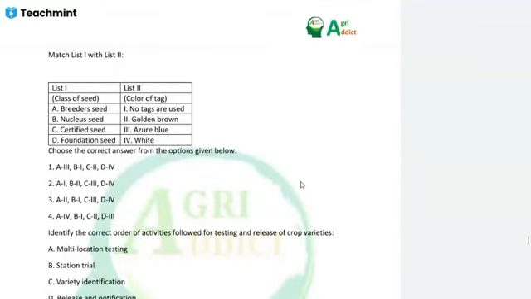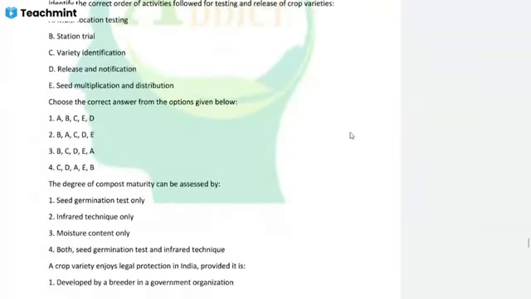Next question, we'll go further. This is very simple, I believe. Breeder seed is golden yellow. They have mentioned it as brown, but it's golden yellow. Then for nucleus seed, no tags are used. Certified is azure blue, and foundation is white. So again, I think the same question has repeated here.